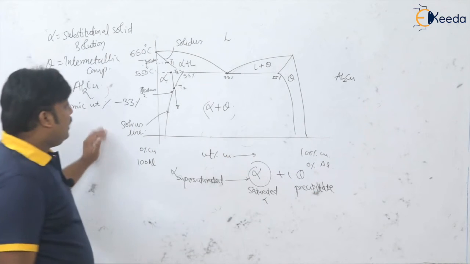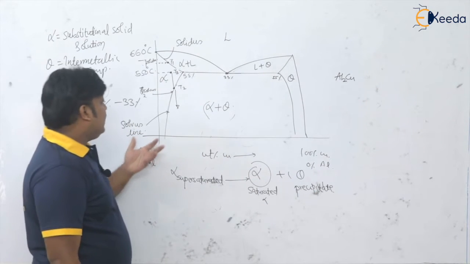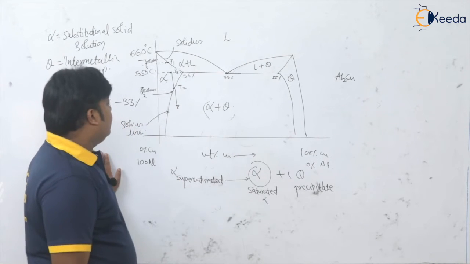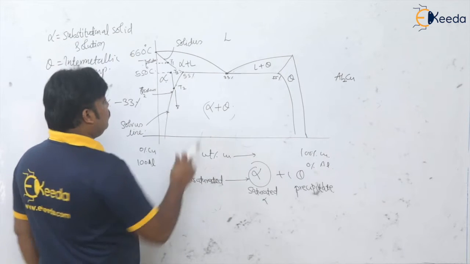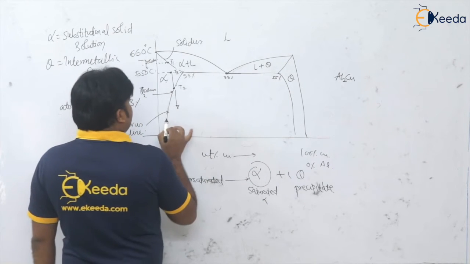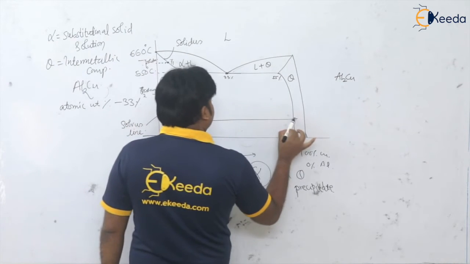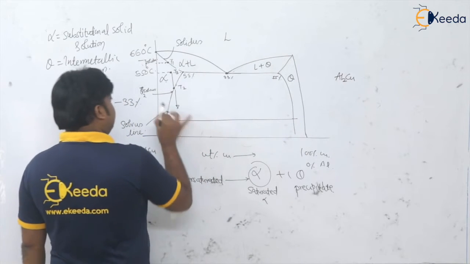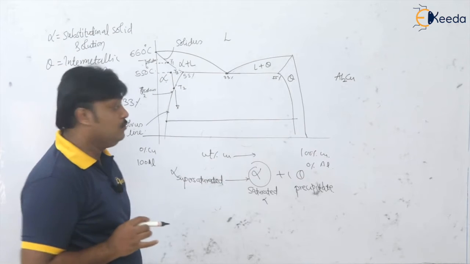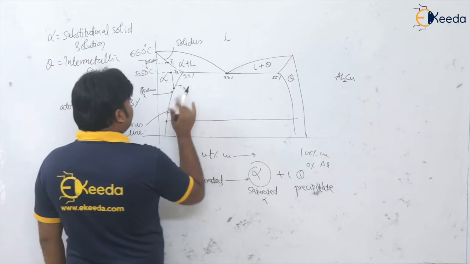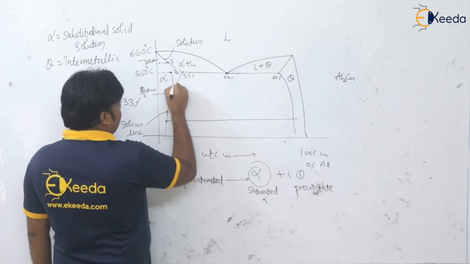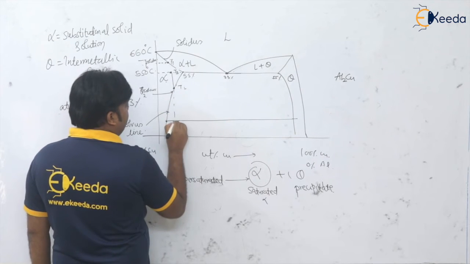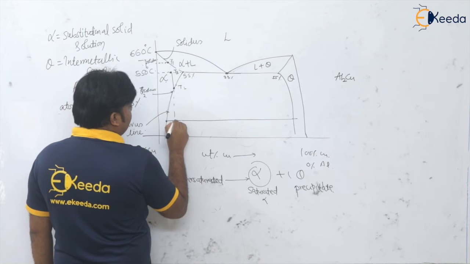Isn't it? So actually, if you want to know at any temperature what the composition of copper in this alpha is, then we can simply draw the tie line. At any temperature, you can find out the composition of copper in this alpha. So let us say we cool this below the solvus line, say at this temperature.